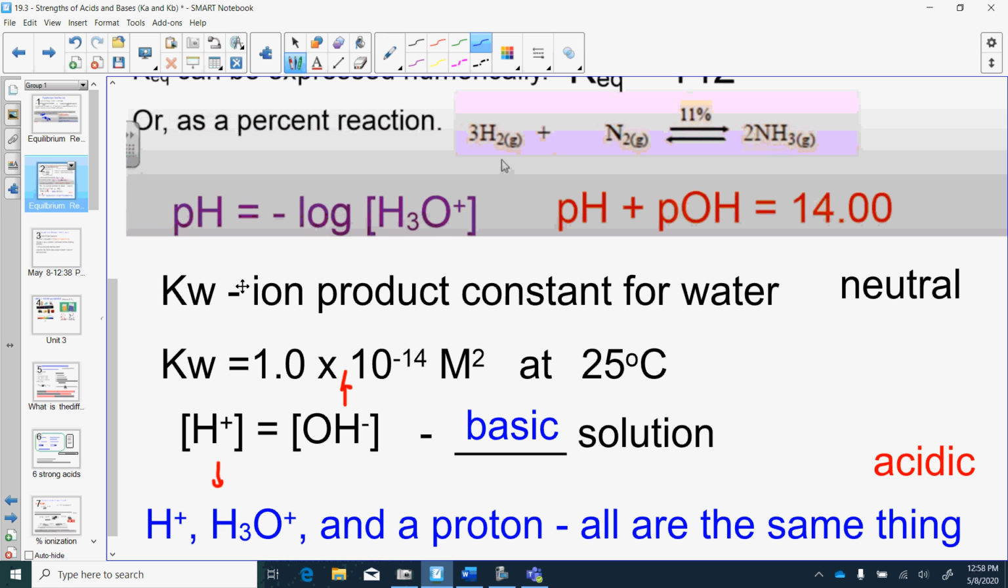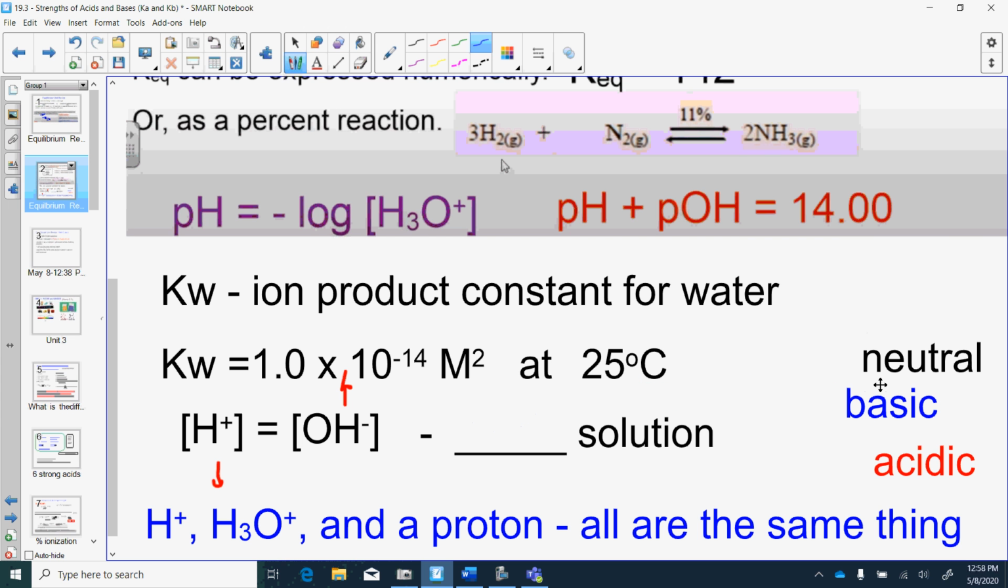I know this is a busy slide. So Kw, the ion product constant for water, we know that we have the H positive and the OH negative. And when we multiply them together, we get Kw. And Kw is a constant for us. Kw is 1.0 times 10 to the negative 14, and at 25 degrees Celsius it will always stay that amount.